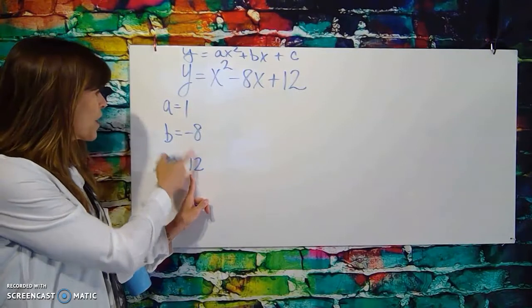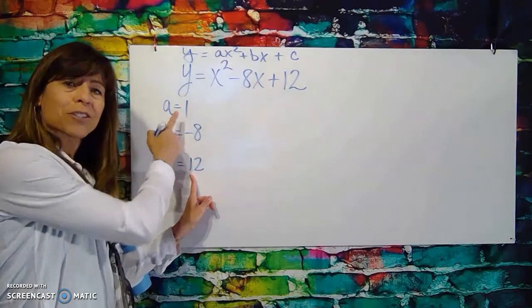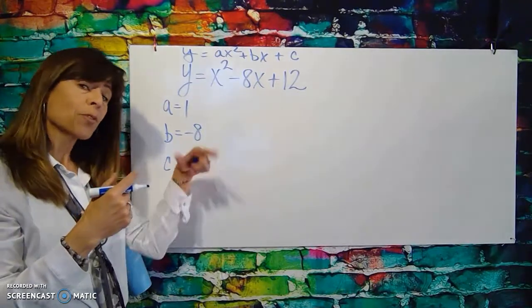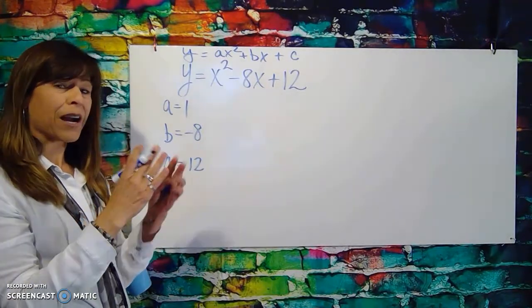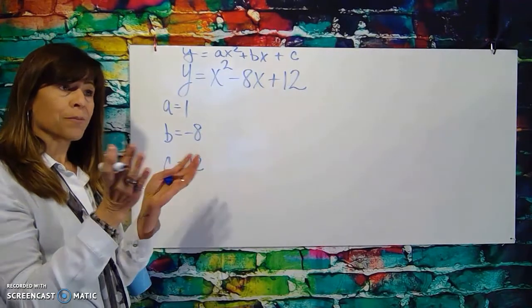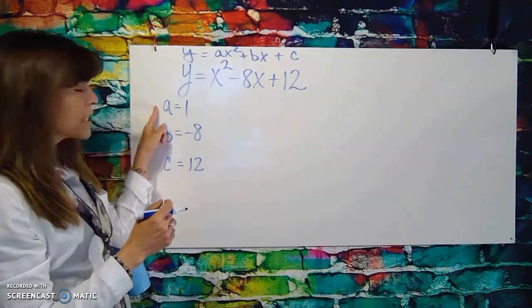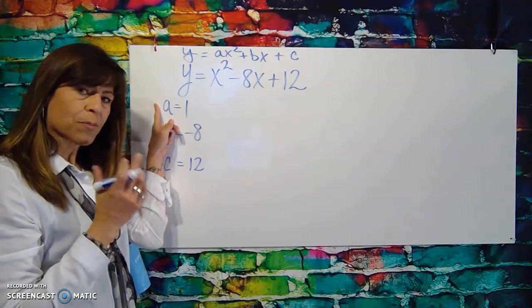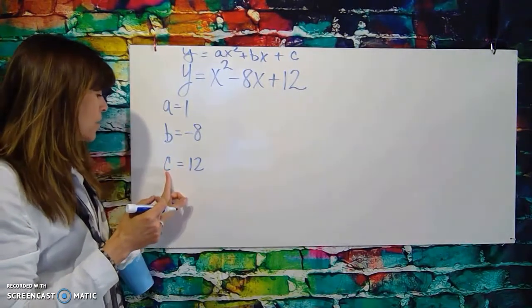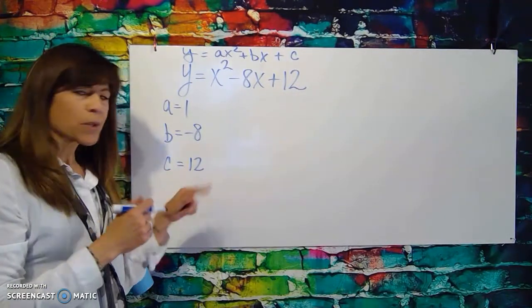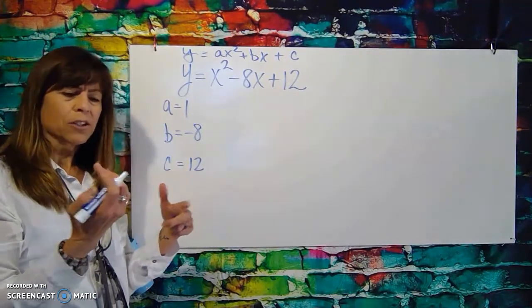Another thing to be looking out for was our a value, remember, because our a value can tell you whether the graph is going to open up or open down, and how wide or skinny it is, right? So the stretch. For this particular problem, the a is 1, so it's going to be opening up, and it is going to cross the y-axis at 12.